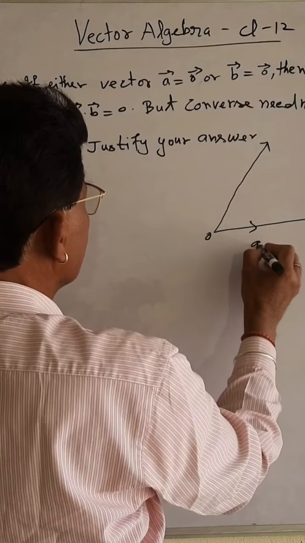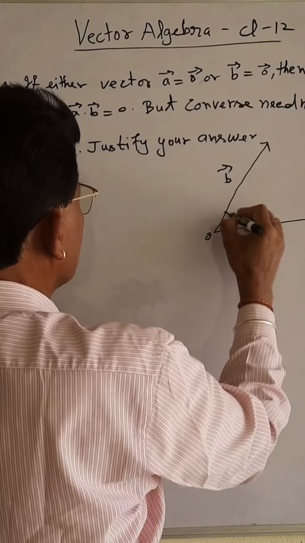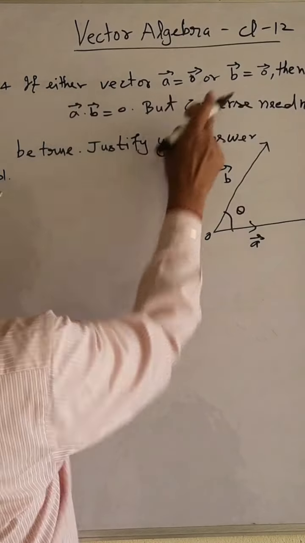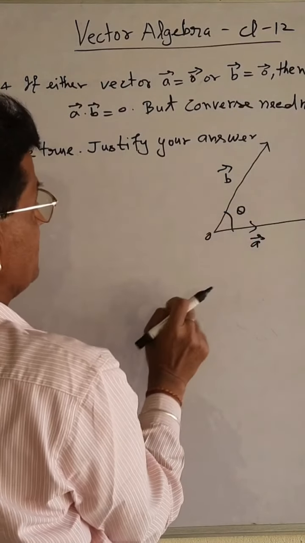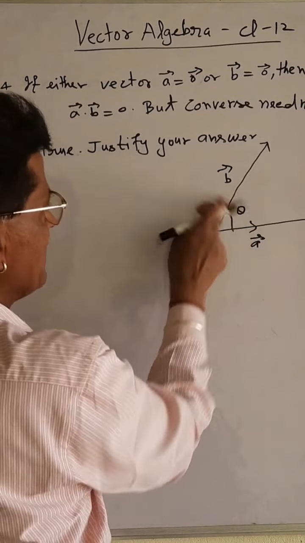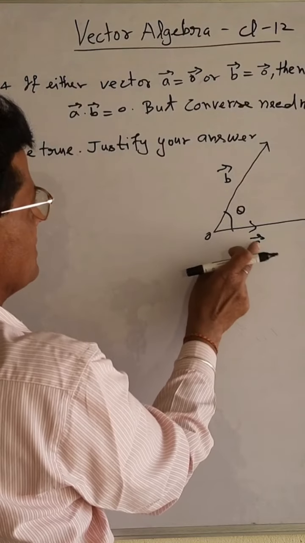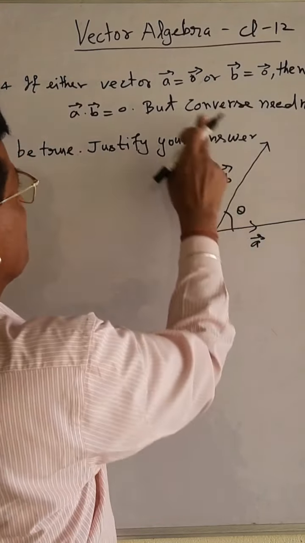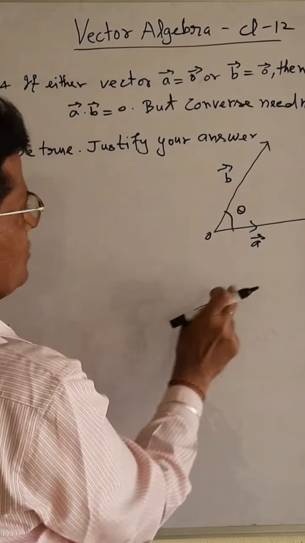This is O, and this is vector A and this is vector B, with angle theta. As per the definition, if either A is 0 or B is 0, then theta will not be defined. If vector B is 0, theta will not be defined, and you can define only the dot product of two vectors.